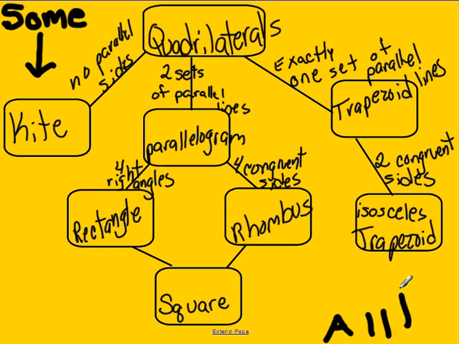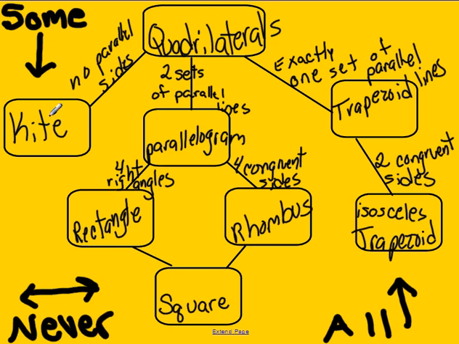When we go up the chart, it works a little bit differently. So when we move up, go from, say, square to rhombus, we can say all squares are also rhombuses. And we can look at isosceles trapezoids. All isosceles trapezoids are also trapezoids. One last thing we can do with this chart is talk about moving left to right, okay? And we're going to use the word never. Kites are never trapezoids. And you can see how that would make sense. A kite has no parallel sides, and a trapezoid has one set of parallel lines. So a kite can never be a trapezoid.